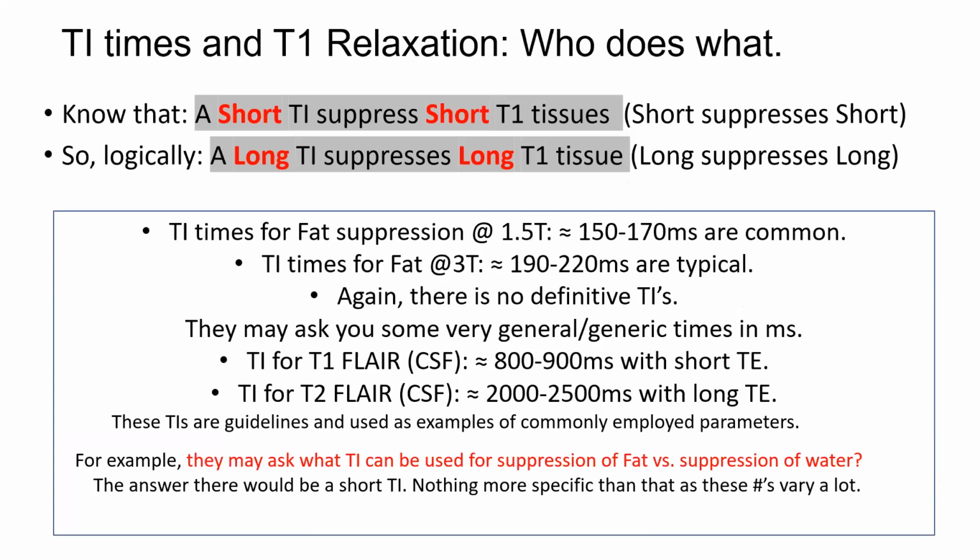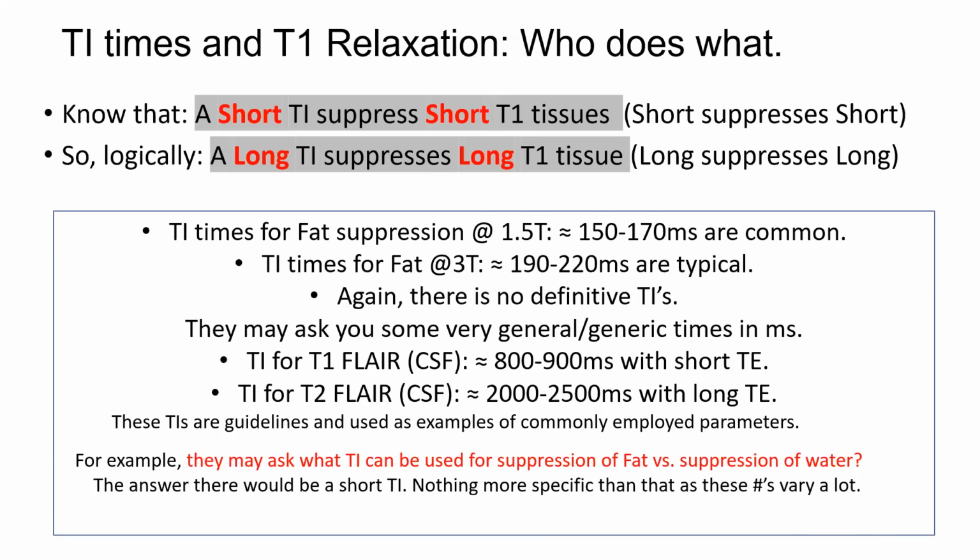TI times for fat are going to be around 150 to 170 milliseconds. That's common. Will they ask you that? Probably not. But you should know that we get the TIs for whatever tissue that we want to suppress by multiplying its T1 relaxation time by 0.69. So just roughly, the T1 relaxation time for fat at 1.5 is about 240, 250 or something like that. If you multiply that by 0.69, you'll come up with a number right around 150. So that's how those numbers get devised, okay?